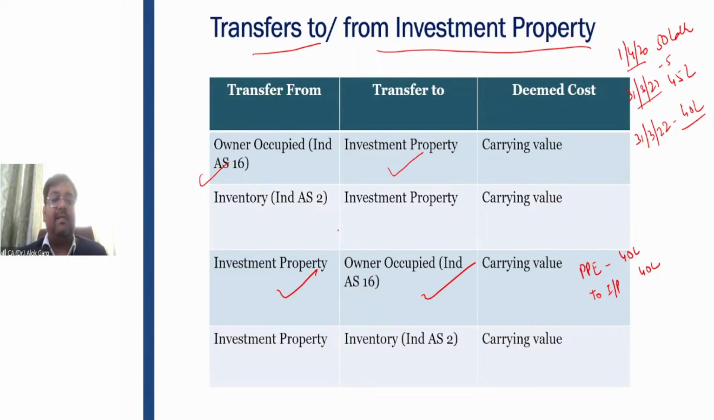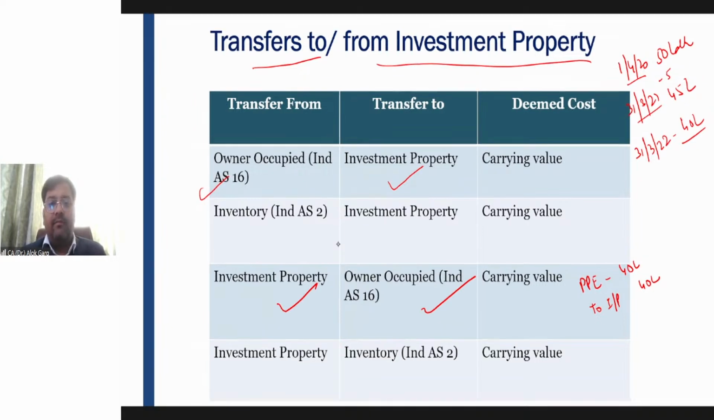So this is the concept, right? Is it clear, guys? Is it clear?